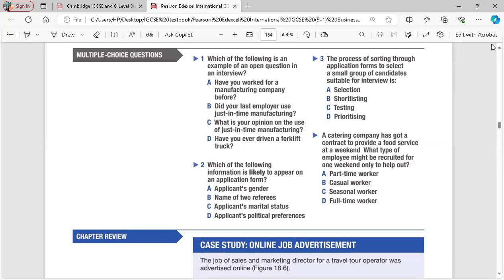And the last question. A catering company has got a contract to provide a food service at a weekend. What type of employee might be recruited for 1 week only to help out? Just for 1 week to help out. B, casual worker. Because nothing is attached to you. You just need it for that time and that's all. Is it clear? So that ends chapter 18.